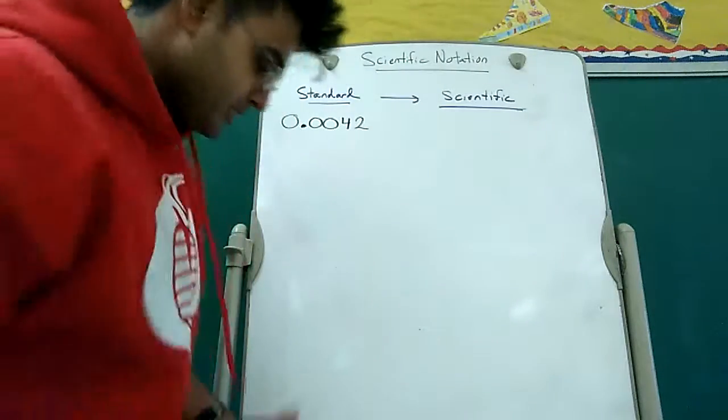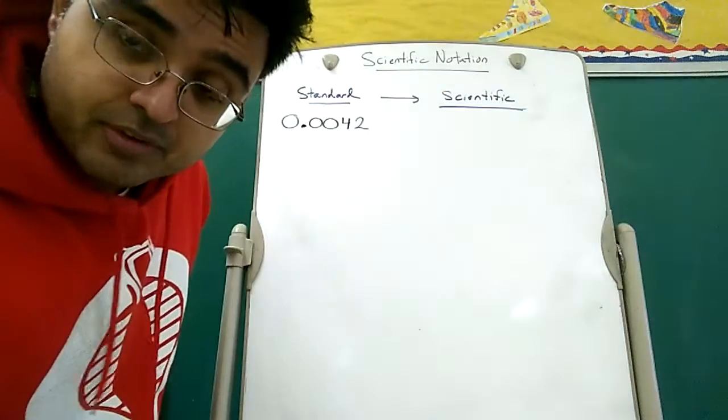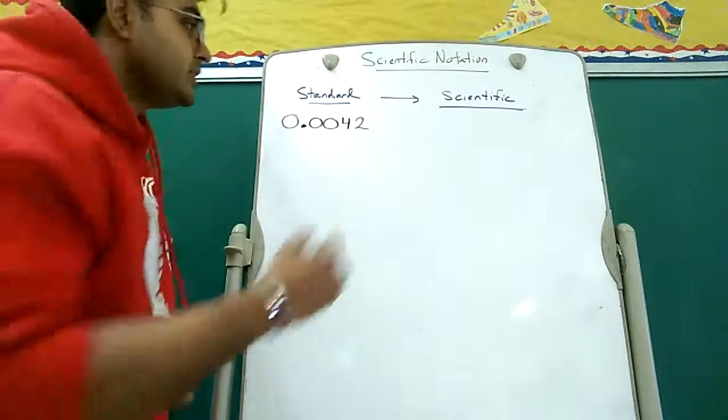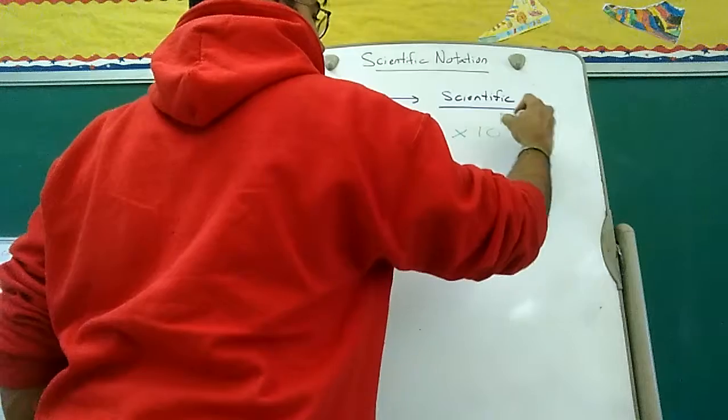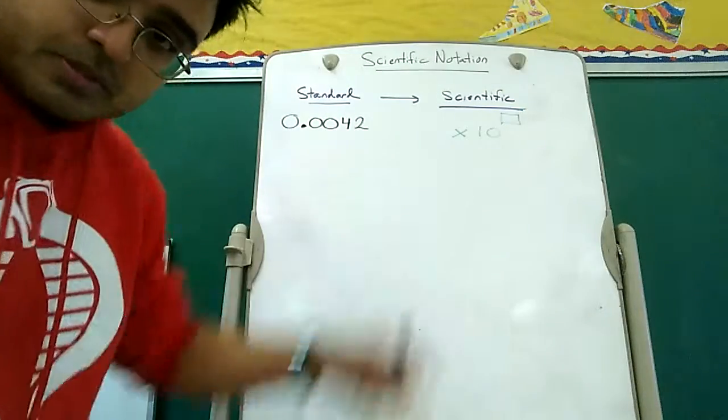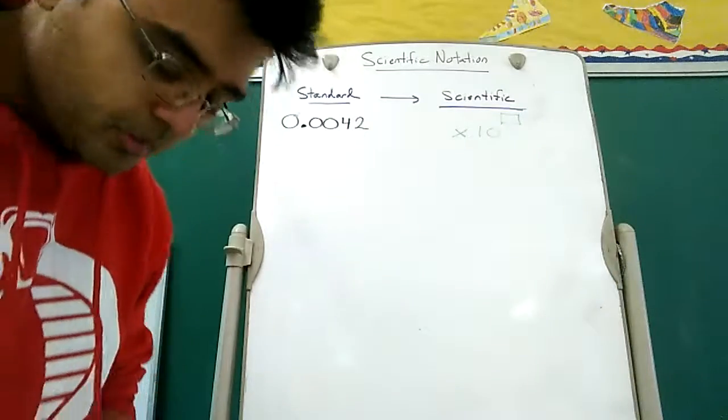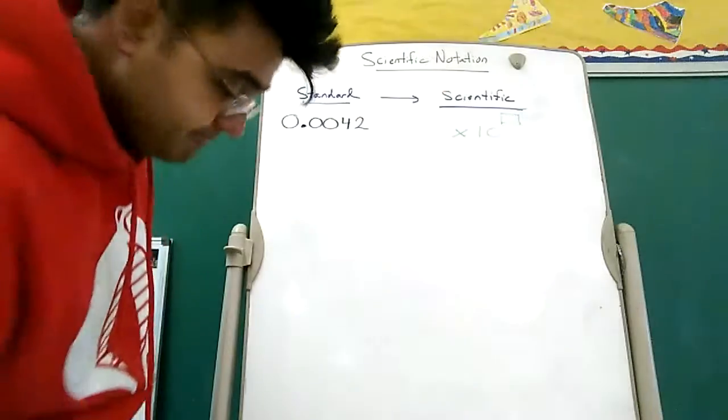How do we do that? Let's use our steps. What's the scientist's favorite number in the world? You got it. Times 10 to the power of some number. That's always going to be step one. Scientists will only multiply, and they love the number 10.